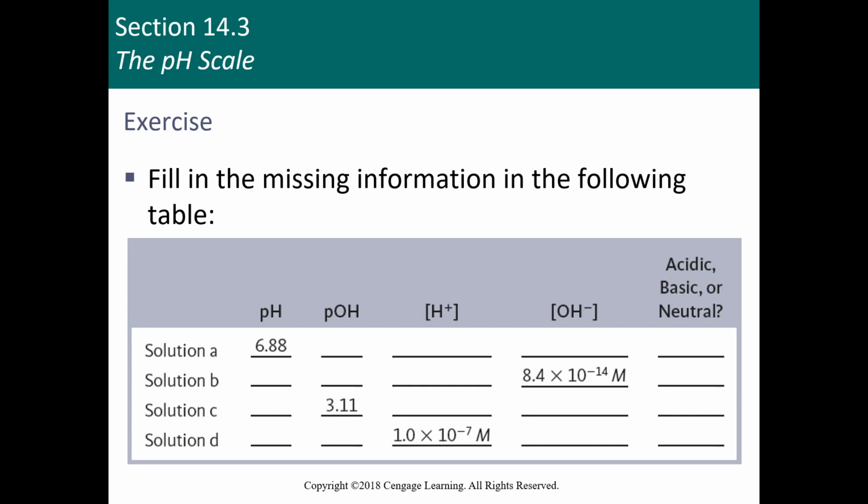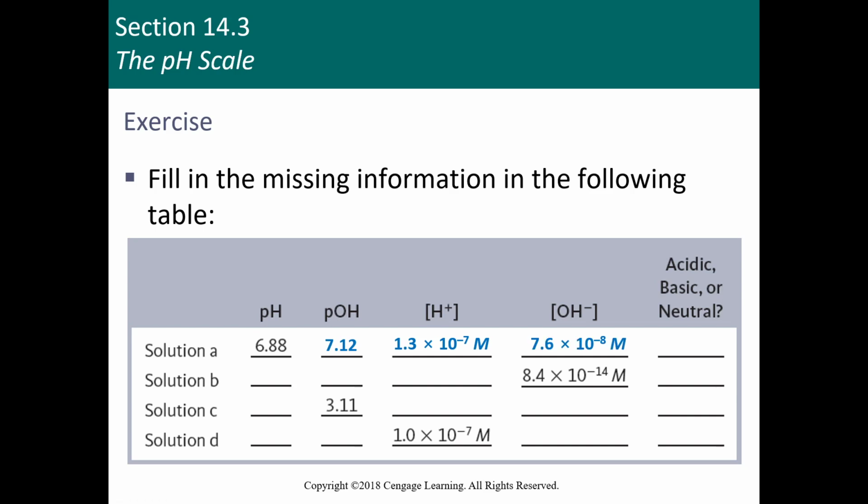So right here, of course, we just take pH plus pOH equals 14 every time. So these will always have to add up to 14. The H+ concentration, we take 10 to the negative pH. The OH- concentration, we take 10 to the negative pOH.